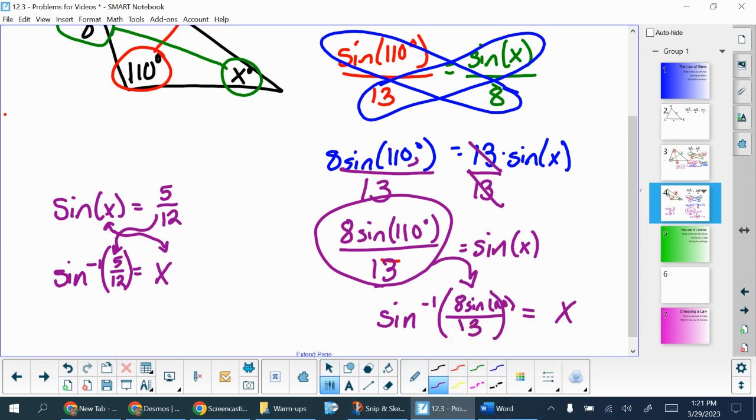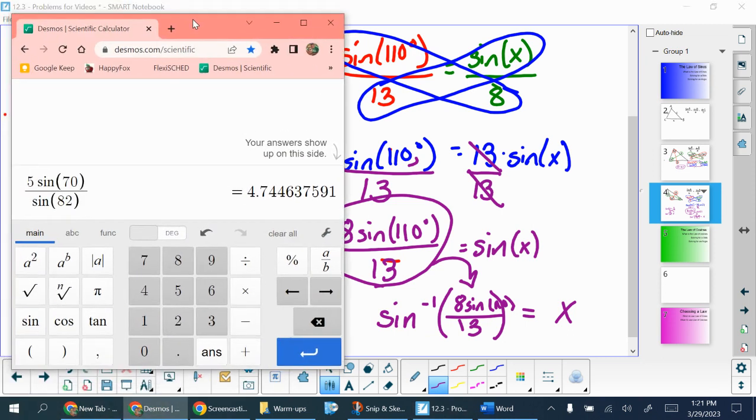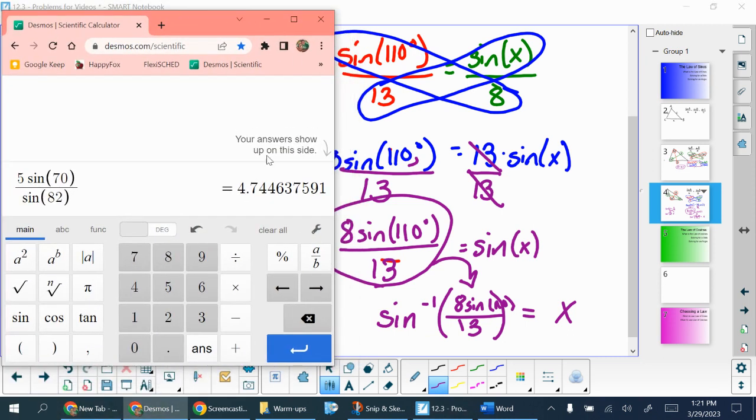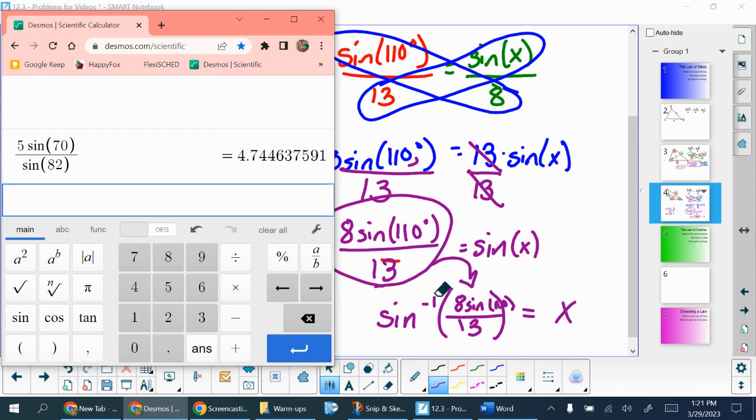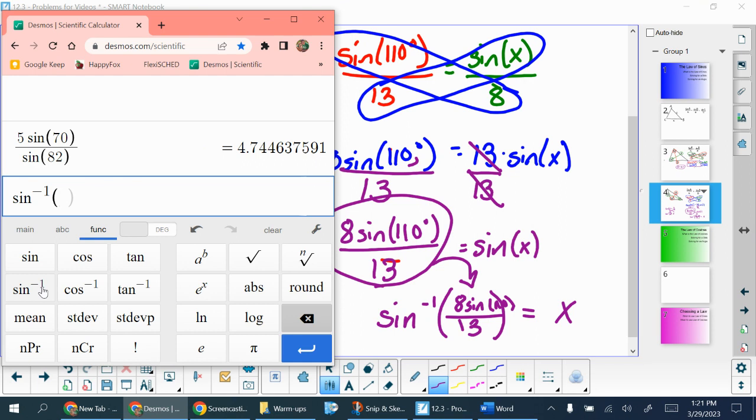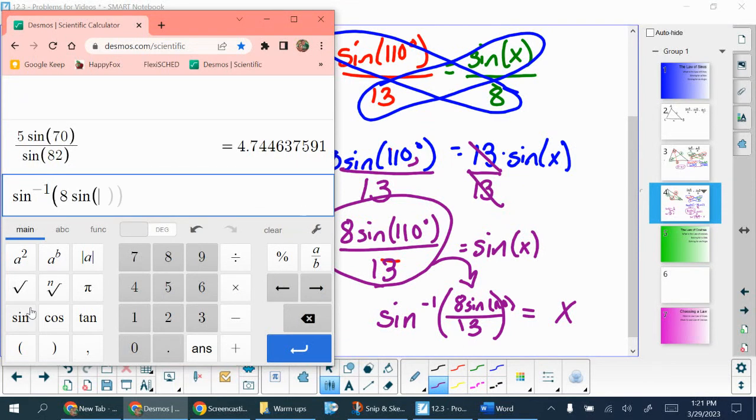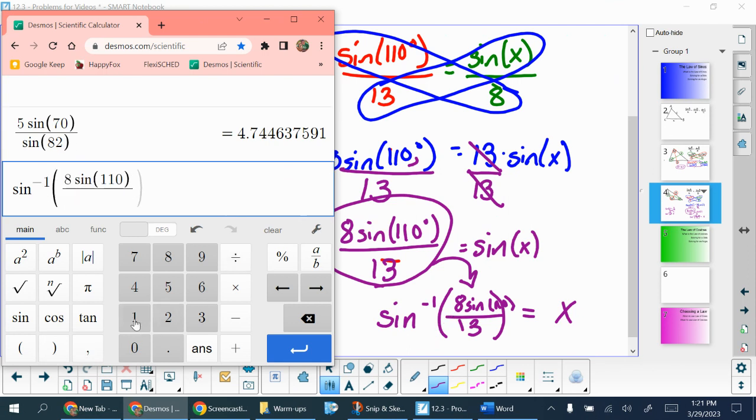The only step left is to type it in a calculator. This last step really isn't even part of the math. It's just, if we want a number for an answer, we better go ahead and type it in. So inverse sine is hiding under this function. Then on top, we've got 8 sine of 110, or 8 times sine of 110. Close our parenthesis. And then before we close the parenthesis on the inverse sine, we want to divide by 13. And then if you really want to, you can close that parenthesis.